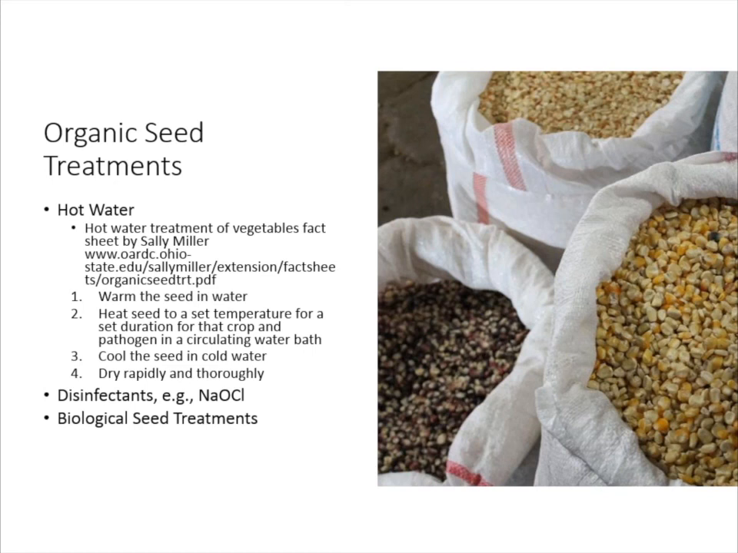The next bullet point there you'll see is disinfectants. The example I have is bleach. Bleach can be used to surface disinfect seed as another alternative to hot water. And it will eliminate pathogens on the seed surface, but not if they're underneath the seed coat. So where they are in the seed does matter for some of these treatments. And sodium hypochlorite is allowed on organic farms, and it's often used as a disinfectant in wash water for produce too.